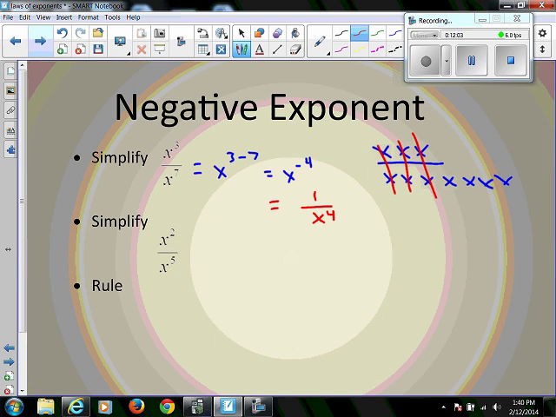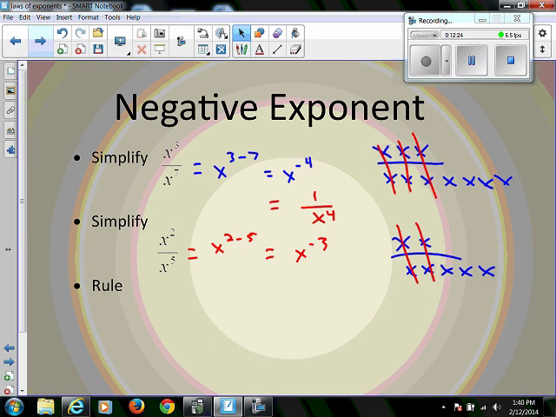2 minus 5. So we have x to the negative 3rd. Let's draw that out here. X squared over x to the 5th power. Cancel them out. We had 3 x's in the denominator, so they're going to be down there. So we're going to take the negative 3, make it positive, put x cubed in the denominator.